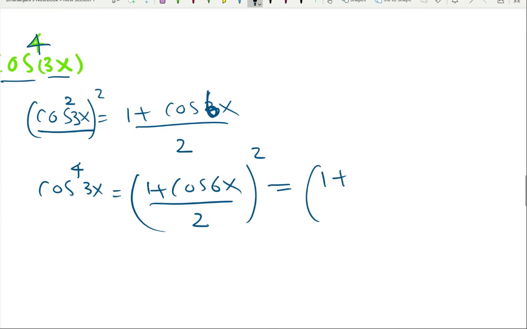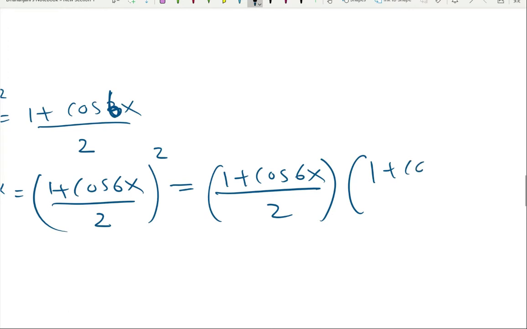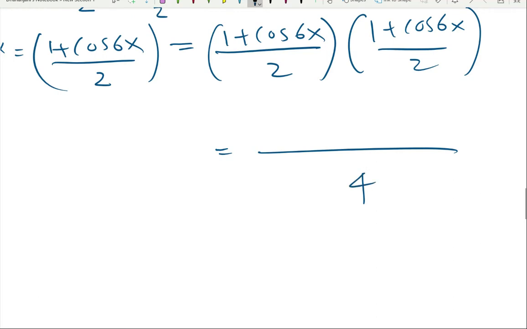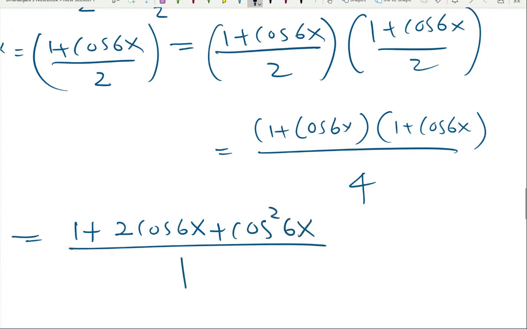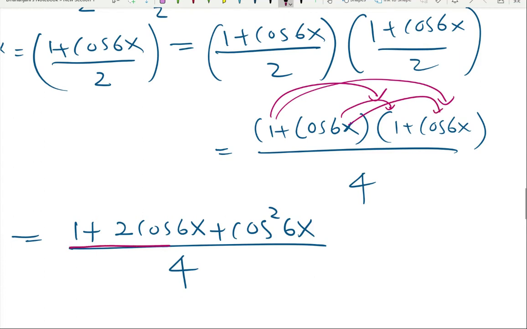So this is the same as 1 plus cosine 6x over 2 times 1 plus cosine 6x over 2. I'm gonna do this fast. So in the denominator it's 4, in the numerator it's 1 plus cosine 6x times 1 plus cosine 6x. Now you FOIL it, so what we get is 1 plus, now I will do the FOILing fast, 2 cosine 6x plus cosine square 6x. Okay, so I skipped a step. Try to do the FOILing by yourself step by step. Do it slowly. Okay, after simplification this is what you should get.